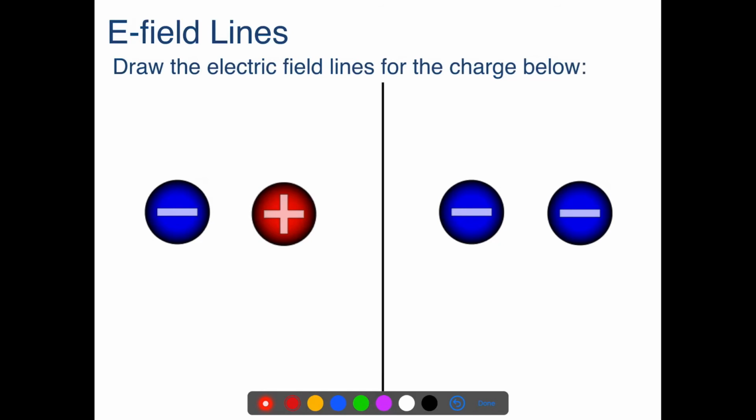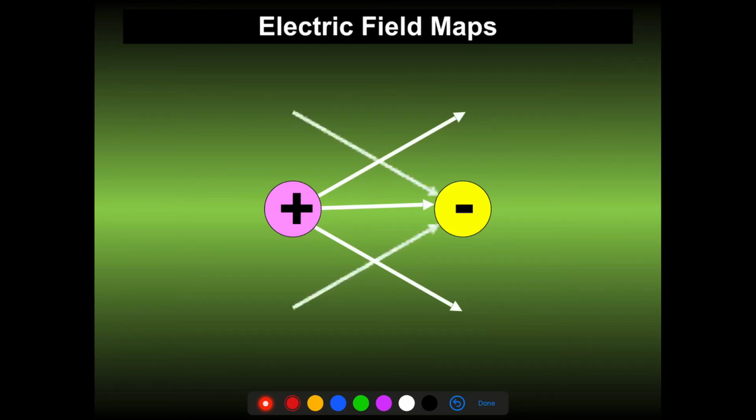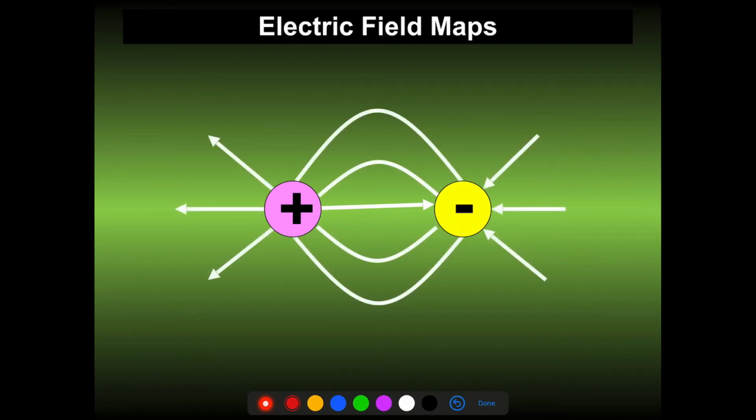So on your sheet, there's going to be some examples. So we have a positive and a negative charge. If you have a positive test charge near a positive, it wants to go away. It does not want to be there. And if it's near a negative object, it wants to go to it. So if you morph these together, there you go. There's your electric field lines around a positive and negative charge.